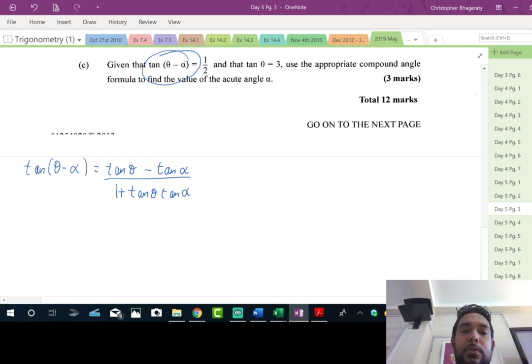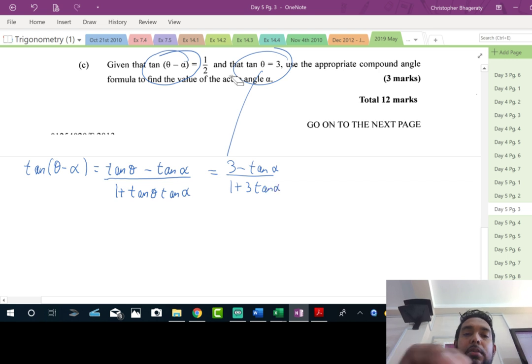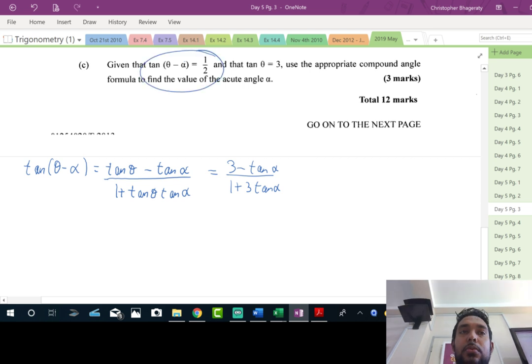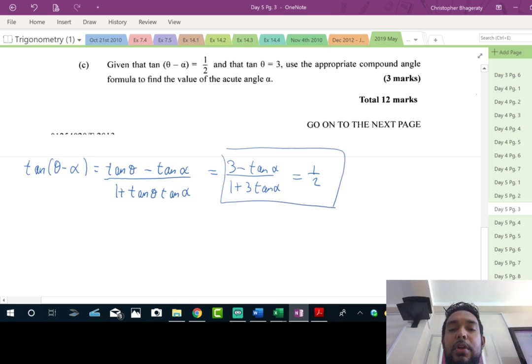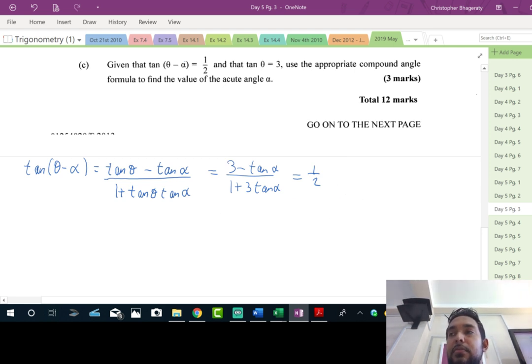Okay, so let's see what's going on with this. We know that tan of theta is equal to 3. So that's 3 minus tan alpha all over 1 plus 3 multiplied by tan alpha. And we also know that that is equal to 1/2. So what we could do from here is try and solve for tan alpha, because remember that is exactly what we want.